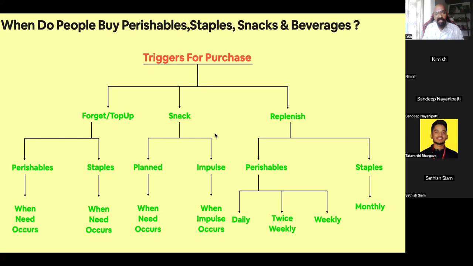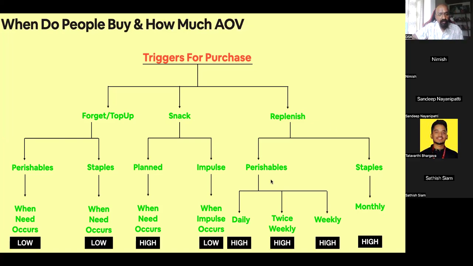And then replenishments is the other format in which this category is purchased, wherein perishables are purchased daily, twice weekly or weekly, and staples typically tend to be purchased on a monthly basis. Now, again, summarizing from this, when do people tend to buy and how much do they buy?